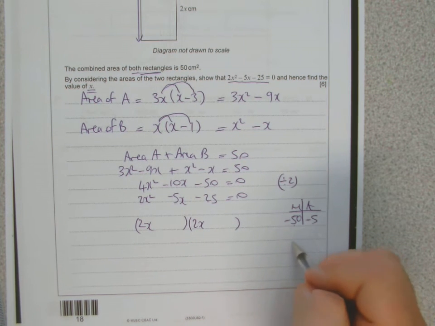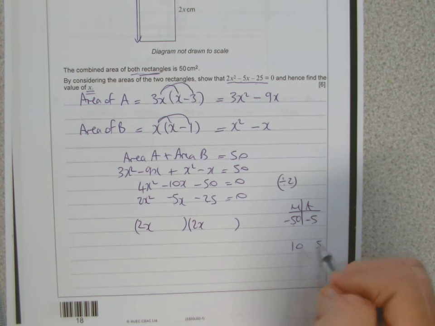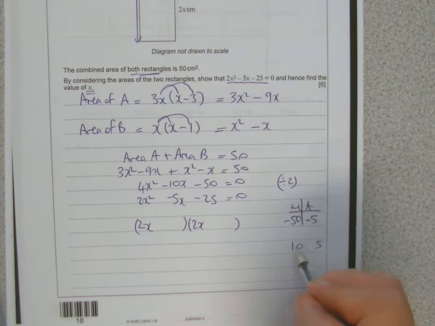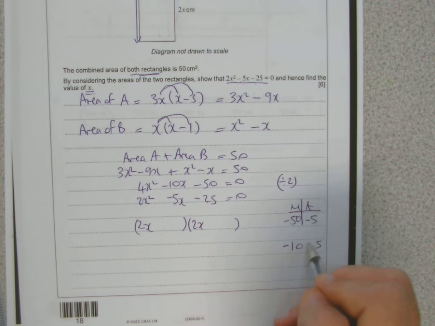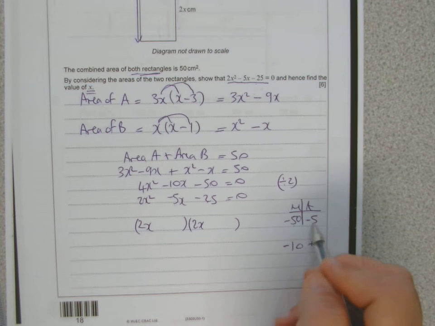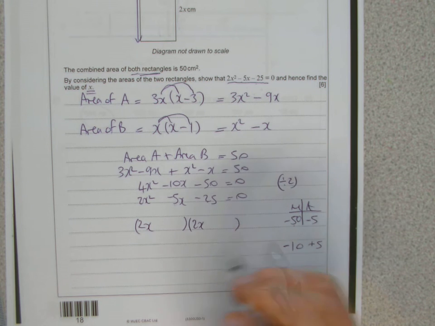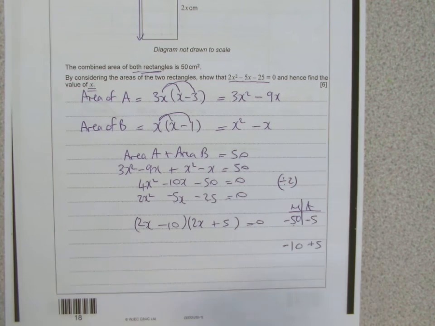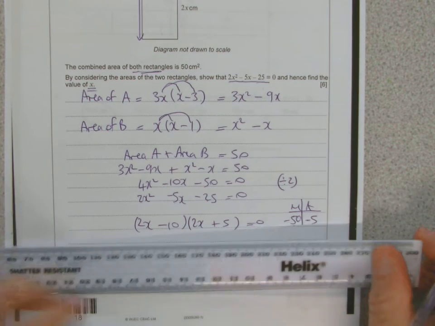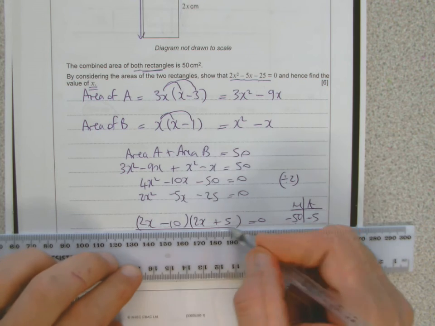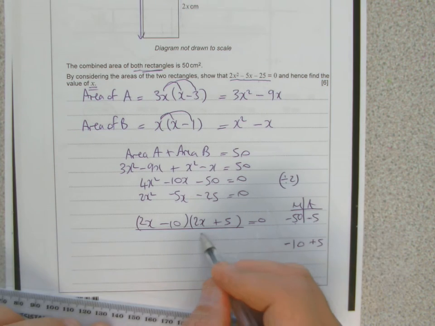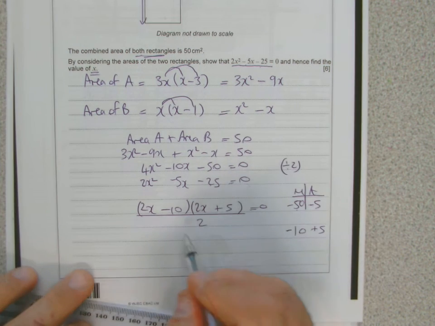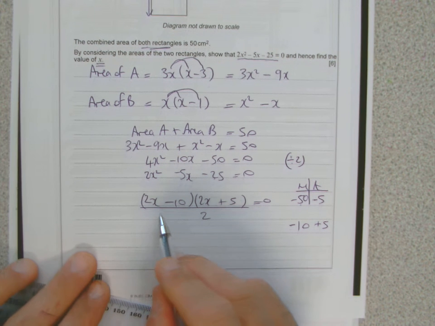Now, actually, I can think of 10 times 5. That gives me 50, doesn't it? I want it to add up to give minus 5. So if I make that a minus 10 and plus 5, that adds up to give minus 5. Multiply them, and you get that. So you get minus 10 plus 5, equals 0. Now, remember, with this method that we learned, because we times by 2 at the start, we've got to now divide by 2.